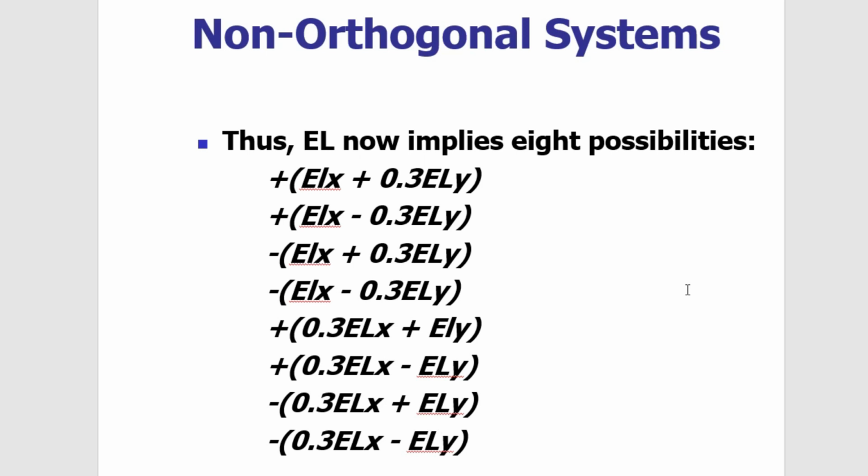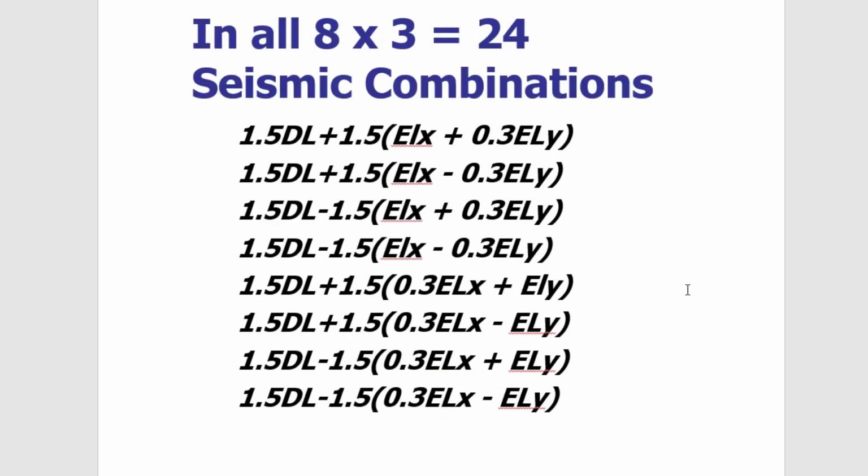Now when these become earthquake cases and go into the load combinations required for earthquake cases, particularly for an RC shear wall type of building, there are 3 combinations: 1.5 DL plus 1.5 earthquake, 0.9 DL plus 1.5 earthquake, and 1.2 DL plus 1.2 live load plus 1.2 earthquake load. So in all, 8 into 3, 24 seismic combinations are there.